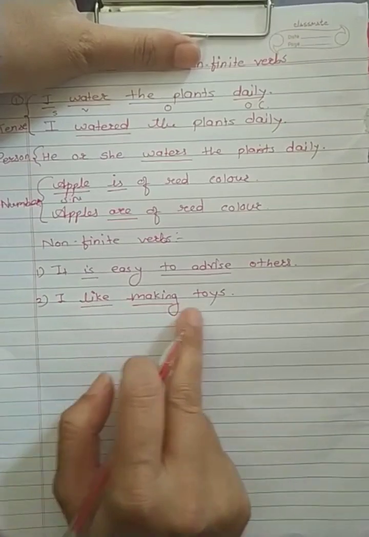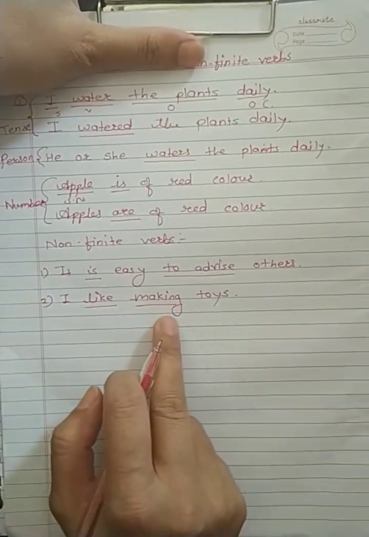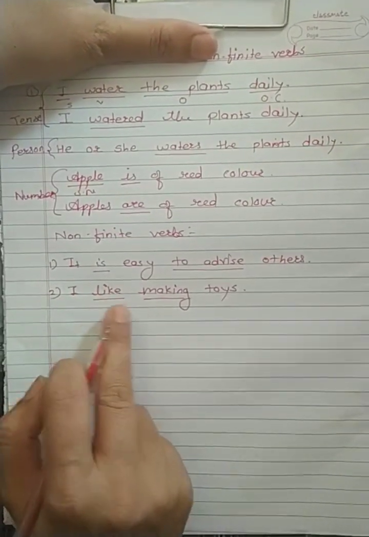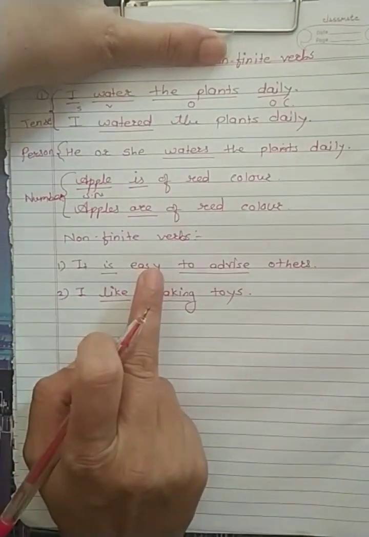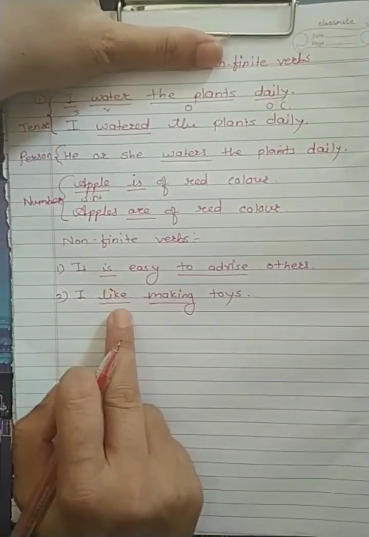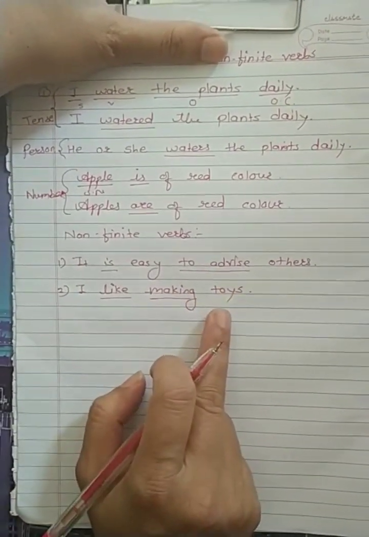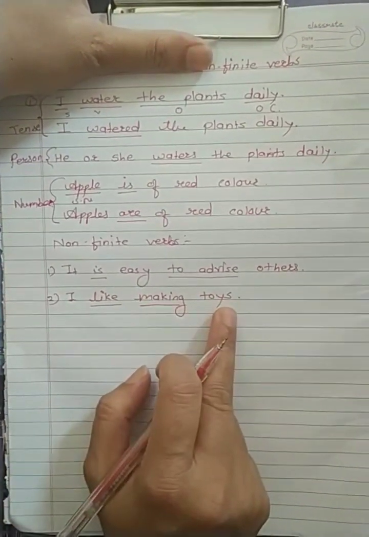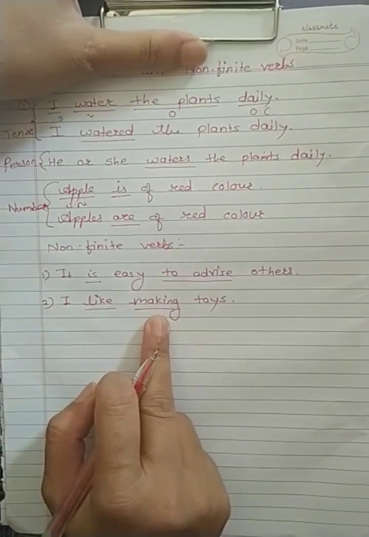One more sentence. I like making toys. Let us change it to simple future tense. I shall like making toys. Here we have made a change in the first verb. There is no change in the second verb. It means these first verbs are performing action in the sentences, while the second verbs are not performing actions in the sentences. It is easy to advise others. I like making toys. In both the sentences, advise and making are called non-finite verbs.